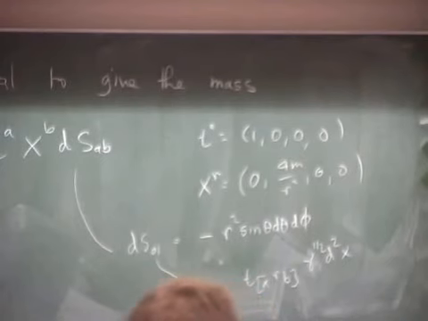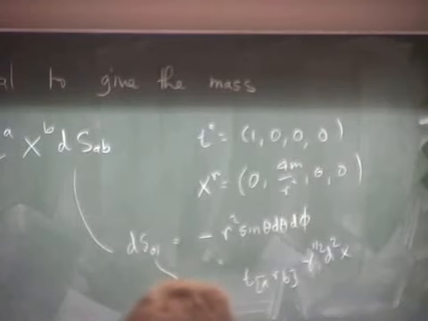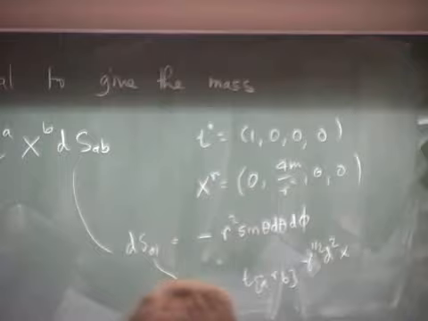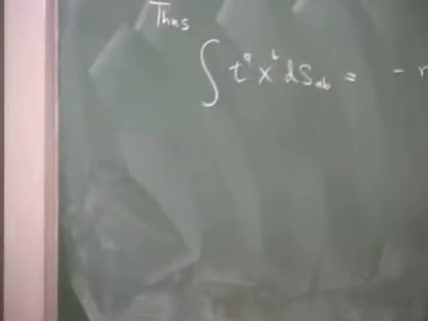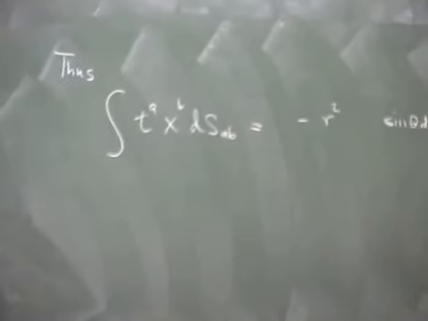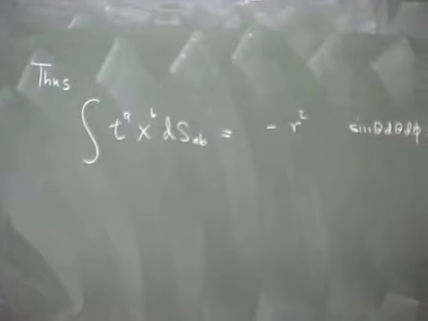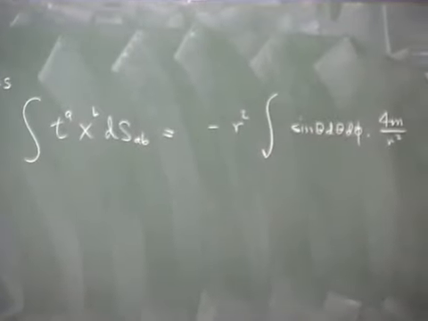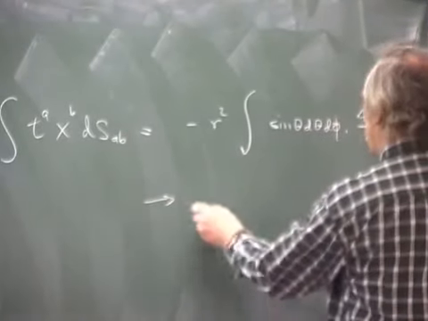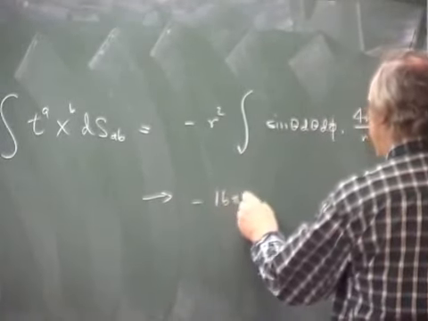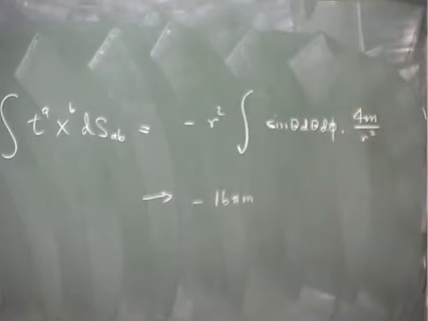the integral of Ta xb ds ab is going to be equal to minus r squared sine theta d theta d phi times 4m over r squared, integrated over the sphere to infinity, and that's equal to minus 16 pi m. So integrating up this thing gives you the mass.